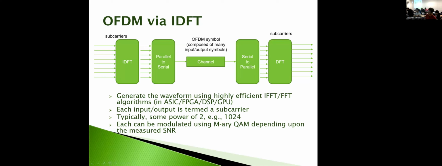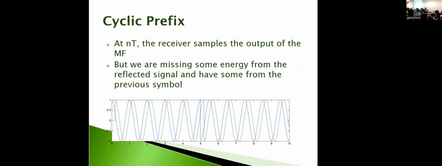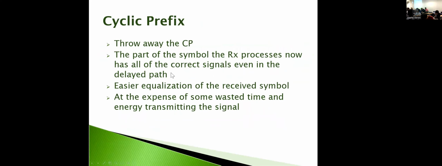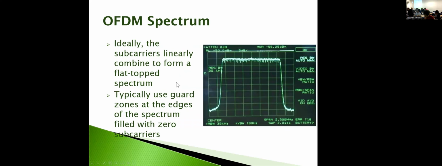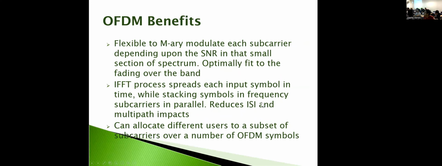The rate of change of the stuff on this channel is a small fraction of the rate of change that we would have to handle otherwise. So that helps us with things like ISI, because we're basically stacking these things in frequency and sending them all in parallel. We can allocate different users to a subset of subcarriers over a number of OFDM symbols.